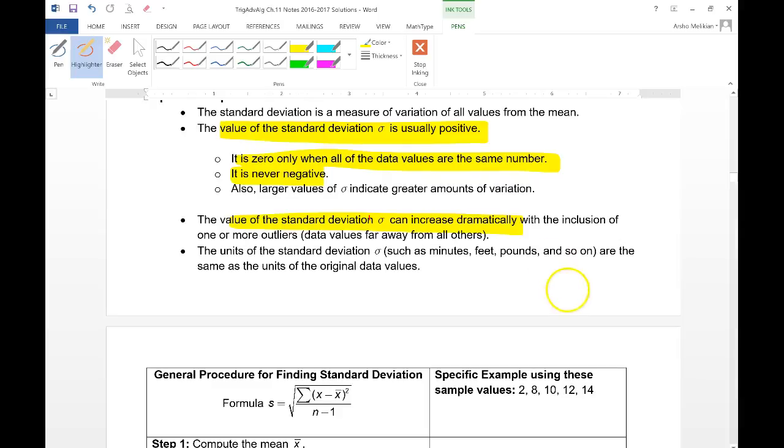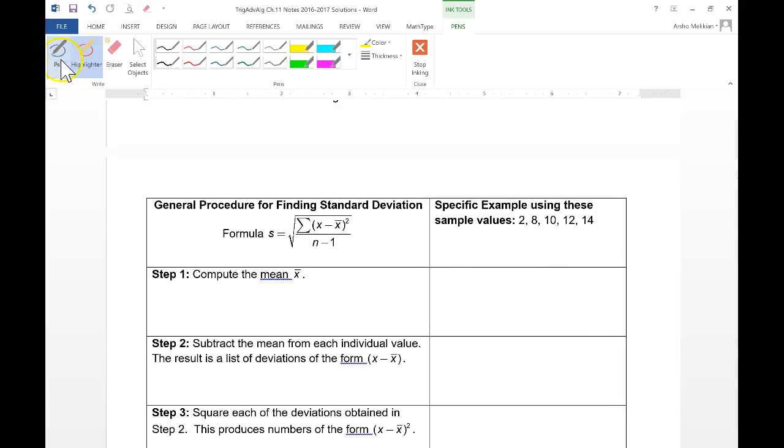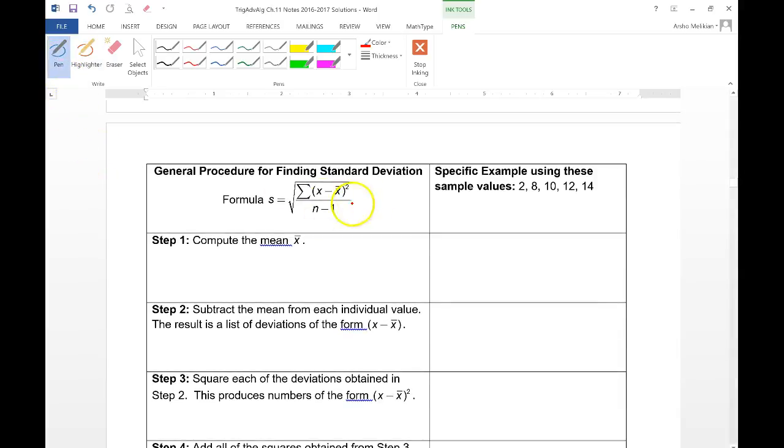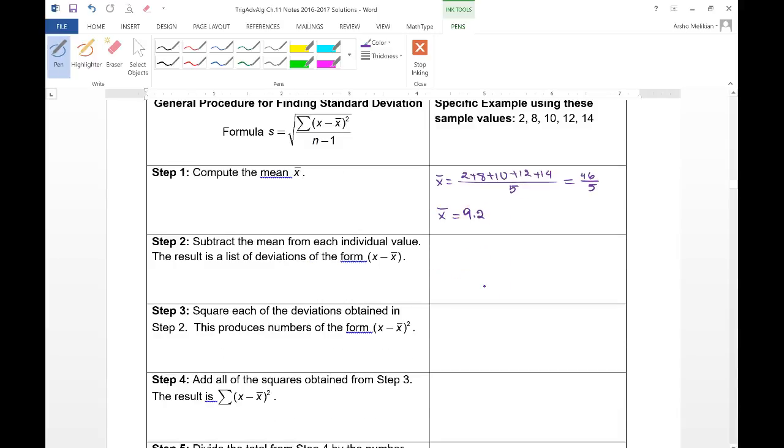All right, so let's do one. Here's the formula. Again, we're going to go step by step. We're starting slow with only 5 data values. First you need that x bar, so let's find the mean. X bar is 2 plus 8 plus 10 plus 12 plus 14, over how many? 5. So that's 20, 32, 46, over 5. So how much is the mean? 9.2.